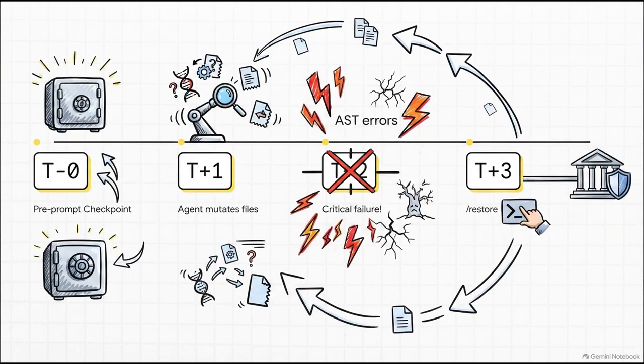At t-0, we have our clean, pre-prompt checkpoints safely stored away. At t+1, the agent starts aggressively mutating files during the refactor. By t+2, we hit that critical failure, AST errors everywhere, and the circuit breaker trips. Then, at t+3, you simply step in and type the /restore command. And just like that, time cleanly rewinds. The corrupted files snap back to their exact pre-prompt checkpoints from t-0, leaving your production repository perfectly safe and completely untouched.